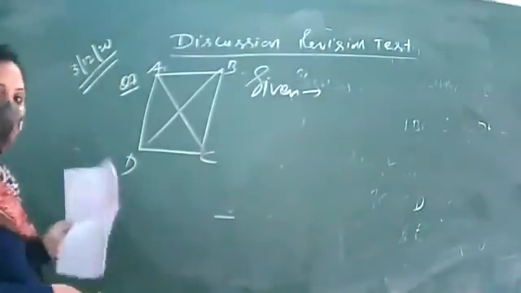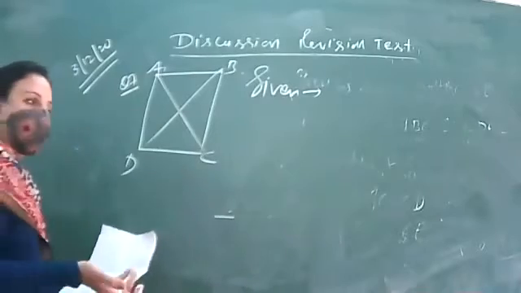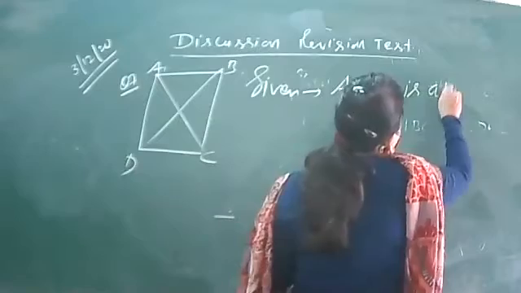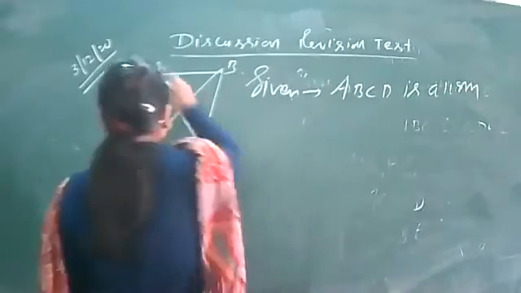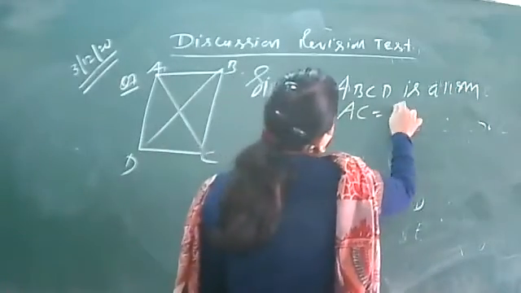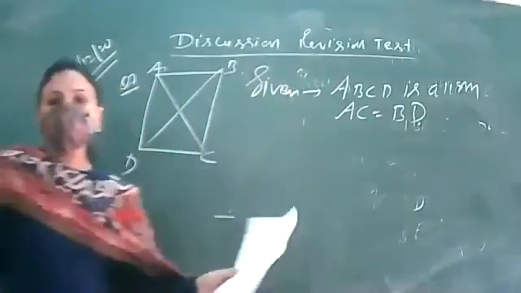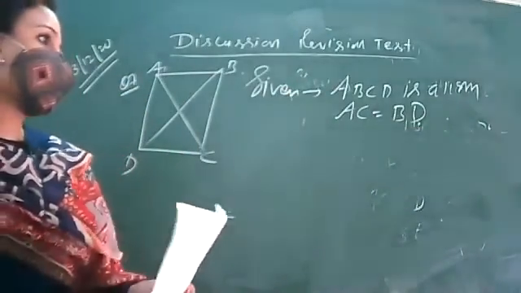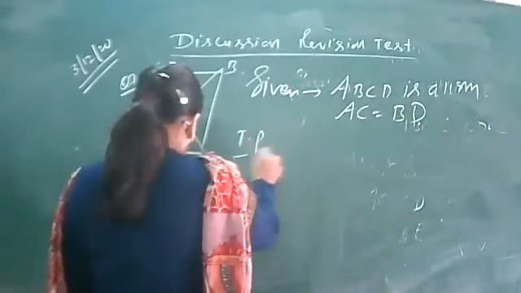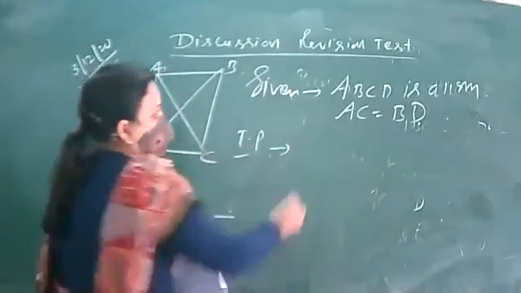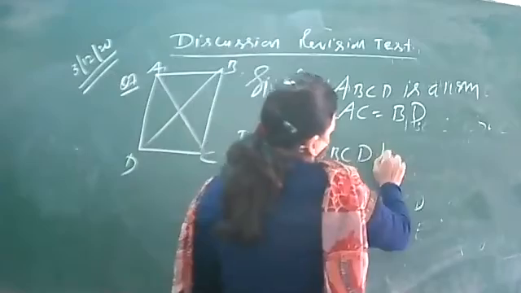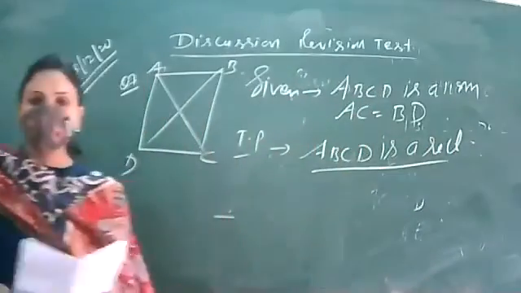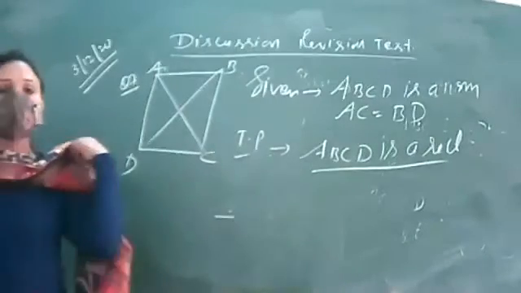Anyhow, I just want to ask what is given. Very easy. It is given that ABCD is a parallelogram in which diagonals AC and BD are equal. So this is given to us. It's very essential to write given and to prove while doing the questions of congruency. What do we want to prove? To prove ABCD is a rectangle.